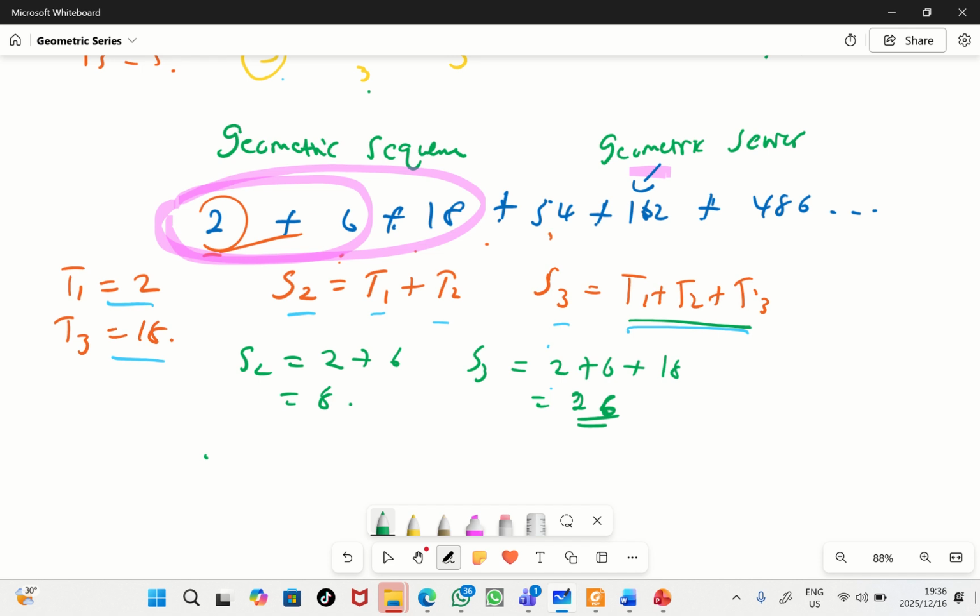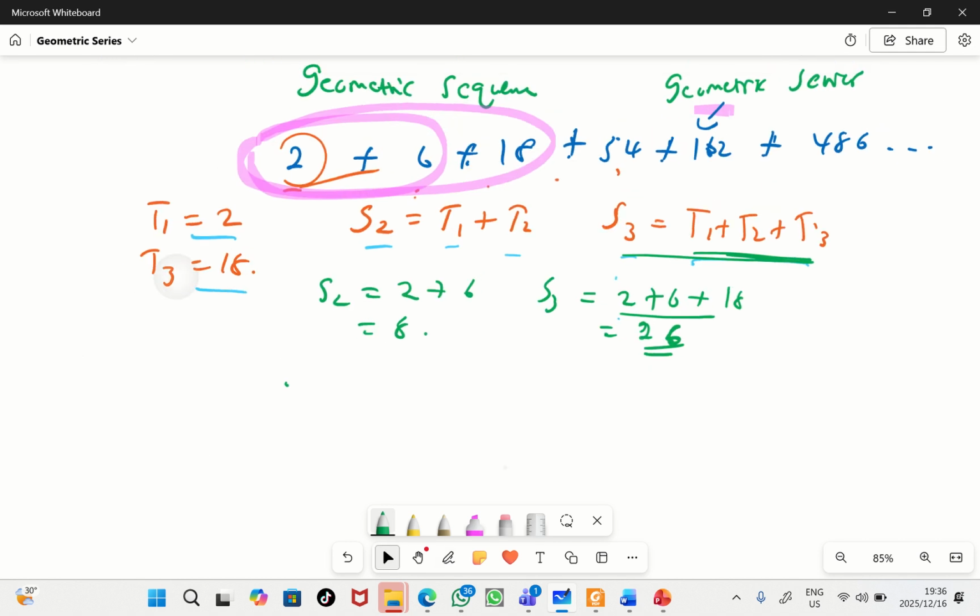You guys know that there are different methods to solve problems in maths, right? So we also have that sort of situation here. Let's just focus on S3. We're able to find S3 manually by literally adding the first three terms, right? So let us write manually.